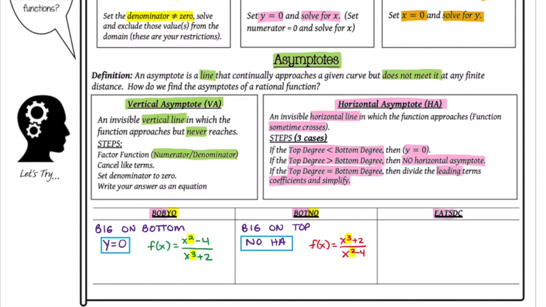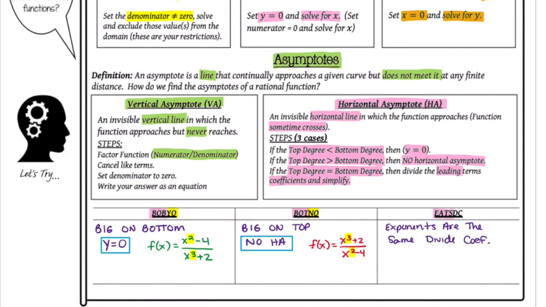The last case, EATS DC. EATS DC stands for exponents are the same. If you have exponents are the same, what do you do? You DC. What does that mean? You divide coefficients.